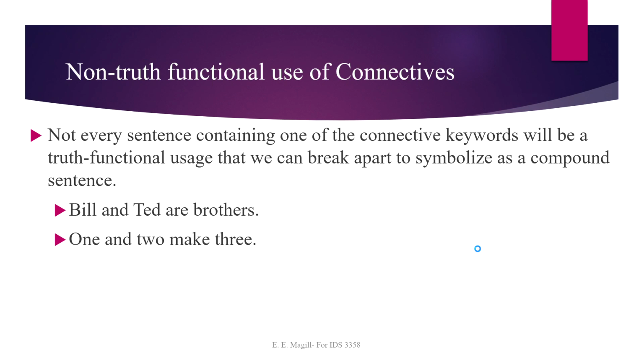The same is true for 1 and 2 make 3, right? The sentence is talking about adding 1 and 2 together to get 3. There's no way we can break this apart into a sentence about 1 and conjoin it with a sentence about 2 and preserve the meaning.